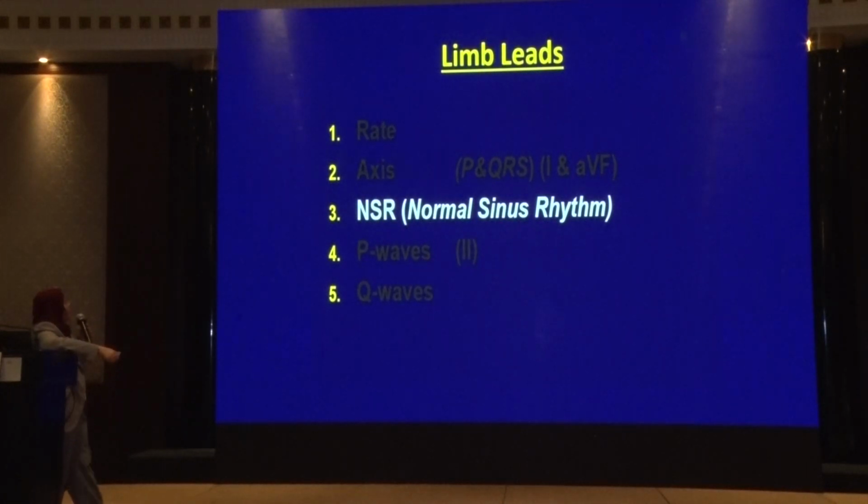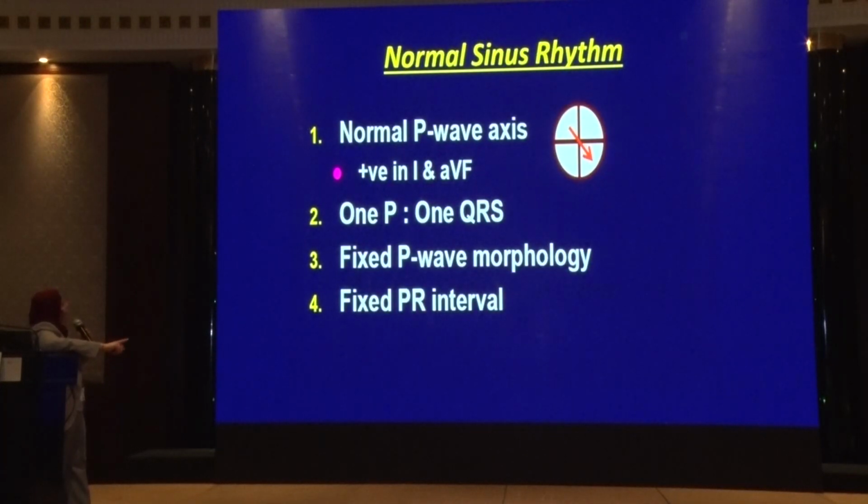Okay, and then, so we answered the questions of the rate. We will use the box method. Then we have the axis of the QRS and the P wave. Then we will look if this patient is in sinus rhythm, or whether he has arrhythmia. This is very simple. We will look at the P wave. To have a normal rhythm, we have to have four things that if I see them, I will say my patient is in a sinus rhythm, he's not in arrhythmia.